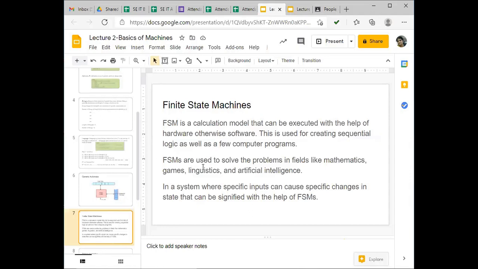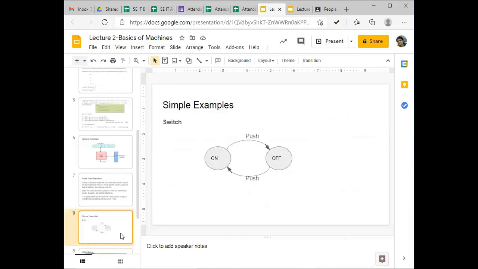An FSM, finite state machine, has states. It takes the input and changes the state according to the input and the current state. We'll see that a bit later. FSM is used in the field of mathematics, in games, in artificial intelligence and more. As I said, in a system where specific inputs can cause specific changes, there we use FSM. So next I'll take a simple example. We are well aware of our fan switch, or I can say not fan, I'll take a switch.